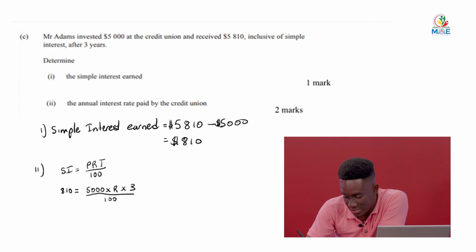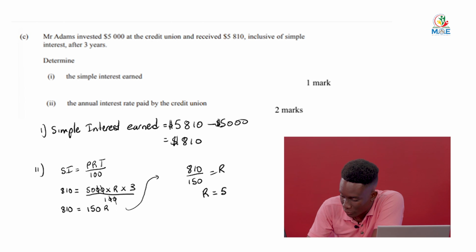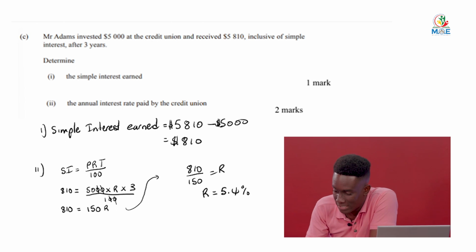So we can simplify this. This 0 cancels with that 0 since everything is multiplying at the top, and this 0 goes with that 0. Now we have 50 times 3, which gives us 150. So 810 is equal to 150 R. To find the rate, the 150 is multiplying the R, so we take it over to divide. We'll have 810 divided by 150 is equal to the rate. So the rate would be equal to 5.4.